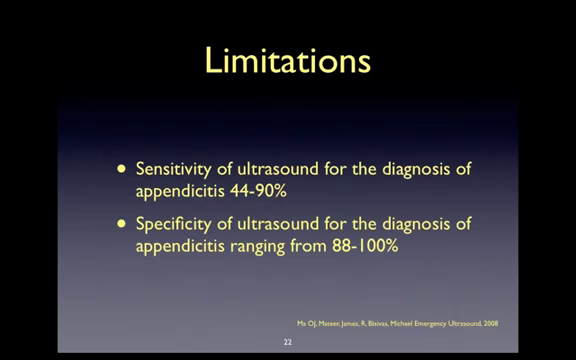And while ultrasound is an excellent imaging modality for the diagnosis of appendicitis and carries a specificity ranging from 88 to 100%, the inherent limitation of ultrasound is that it's not a sensitive imaging modality for the diagnosis of appendicitis, with a sensitivity ranging from 44 to 90%.